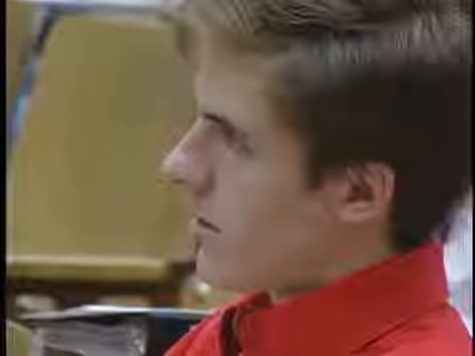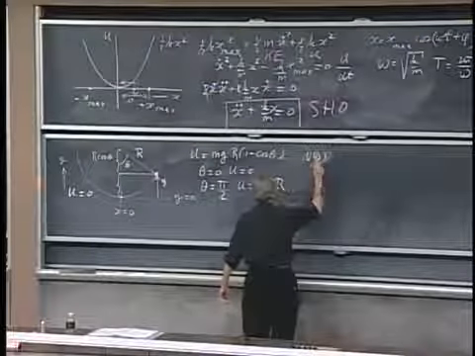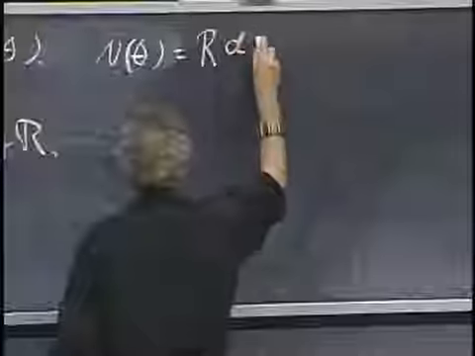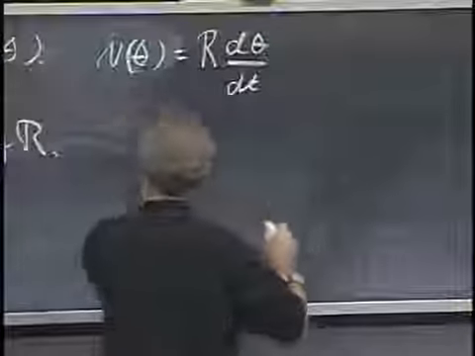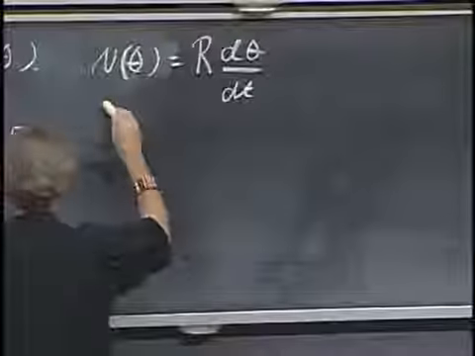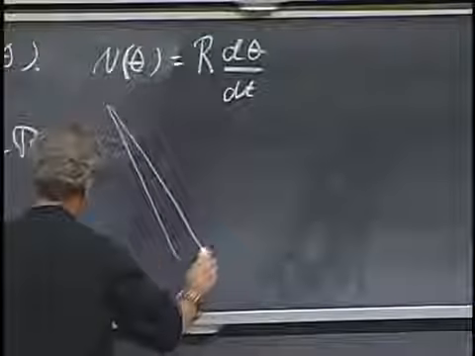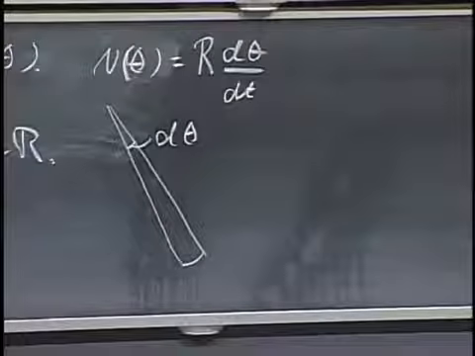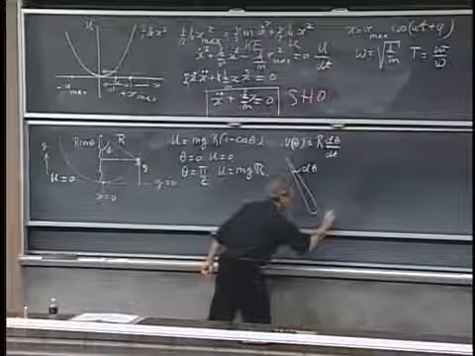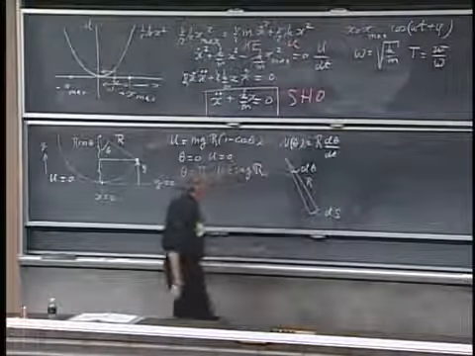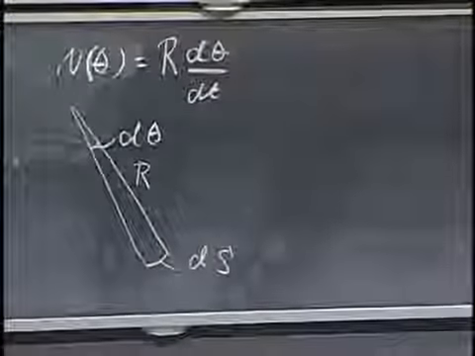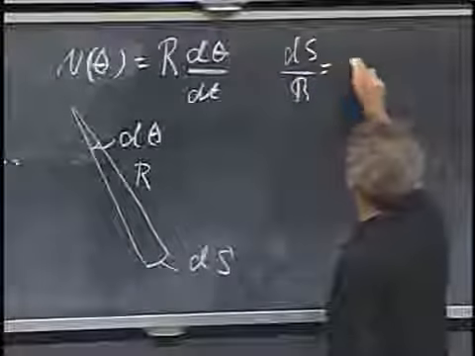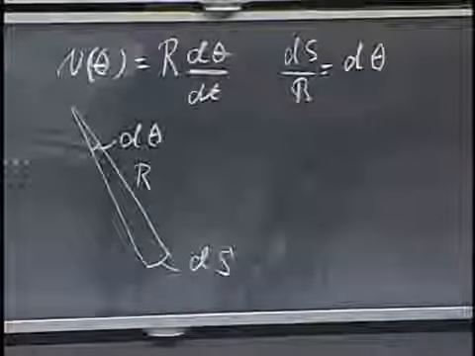The velocity of that object as a function of theta is given by r d theta/dt. And I can make you see that very easily. Let this be the angle d theta. So it moves in a short amount of time over an angle d theta. And the arc here is ds, and the radius is r. The definition of theta, which is in radians, is that ds divided by r equals d theta. That's our definition of radians.